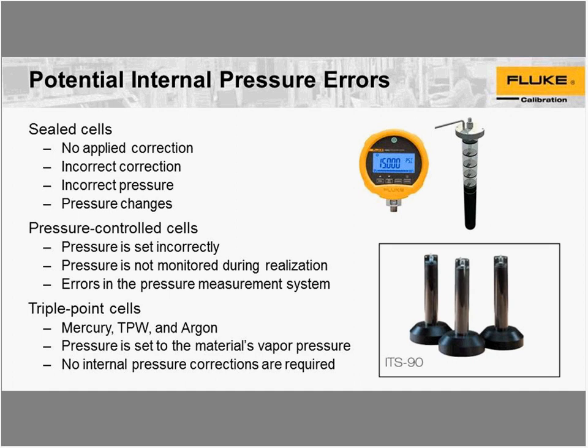Triple point cells are unique in that they have a set internal pressure. Even if it's made in Utah, they are always set to the vapor pressure of the material. So mercury, the triple point of water, and argon are all triple points, and they are at the vapor pressure for that material. And so if it's a triple point, you don't have to worry about pressure corrections. Of course, if the cell is open to atmosphere, it'll no longer be at the triple point, and that's a whole other issue. I think it's a little bit confusing, because the last bullet I put here is that no internal pressure corrections are required. That's not a source of error. I meant that to be a statement of how these cells work. You don't have to worry about an internal pressure correction for triple point cells.